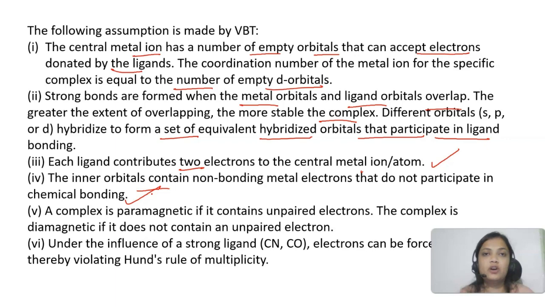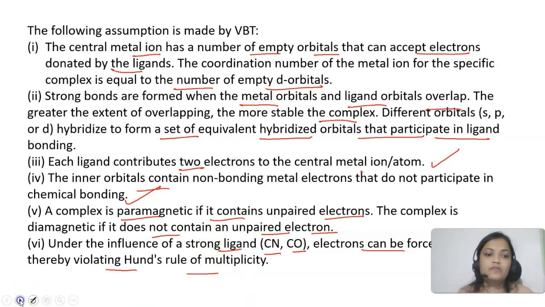And if we talk about the magnetic nature of the compound also, a compound is paramagnetic if it contains unpaired electrons, and we will say that the compound is diamagnetic if it does not contain any unpaired electron, means if all the electrons are paired. And under the influence of strong ligands like CN and CO, electrons can be forced to pair up, thereby violating Hund's rule of multiplicity. We will see कि कैसे pairing होती है.